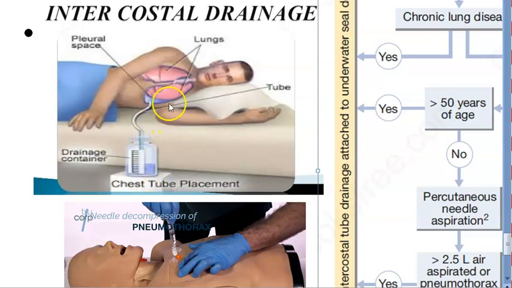So you'll use a scalpel, right? And you'll cut, and then you will put a tube. You'll actually widen it with a clamp, and then you'll put a tube, isn't it? Again, this procedure we have done in a cadaver. You will put a gloved finger into the incision and then put the tube.